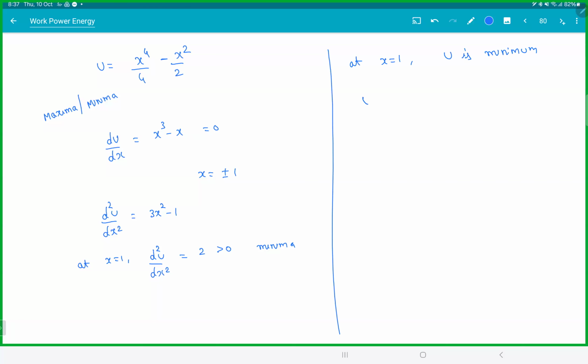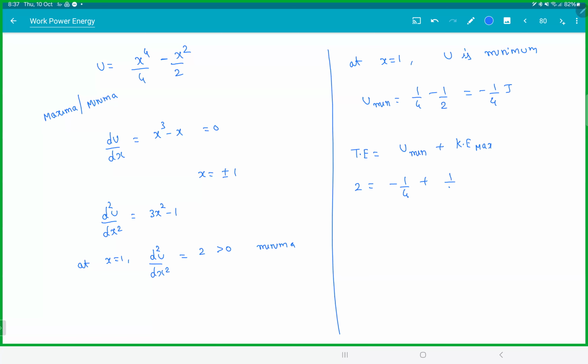Therefore, u minimum will be 1 by 4 minus half, minus 1 by 4. This is the minimum value. 0 is not the minimum. Potential energy can become negative also. Remember, because of reference, you can have a negative potential energy. So now the total energy is u minimum plus kinetic energy maximum. So this is given as 2. This is minus 1 by 4.